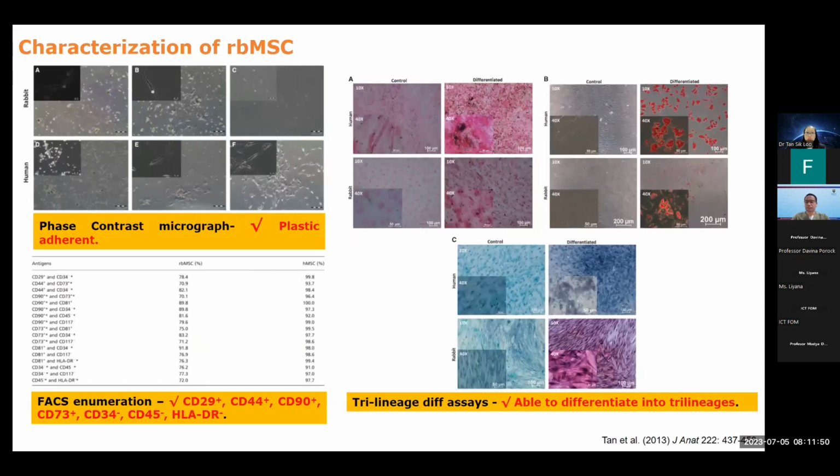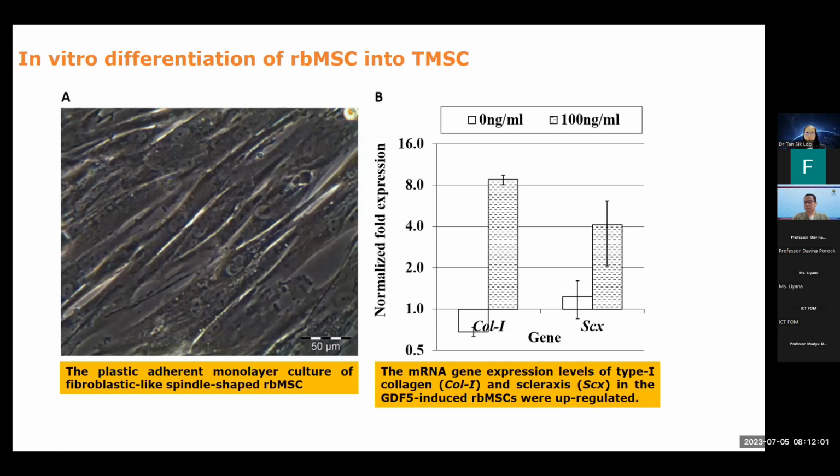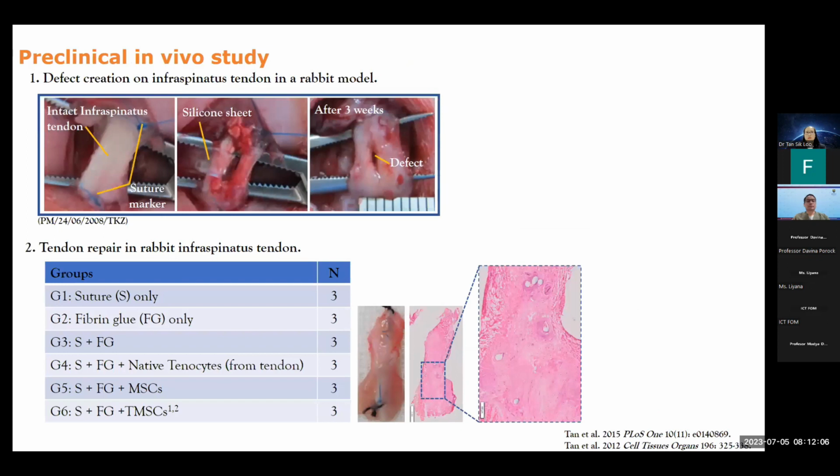The isolated MSC were characterized based on the ISCT criteria, and we induced the MSC into the tenogenic lineage using GDF5. In the preclinical in vivo study, a window defect was created in the infraspinatus tendon, and a silicone sheet was used to maintain the defect. After 3 weeks, the defect was repaired with different approaches, as summarized in the table here. Suture is a conventional repair technique.